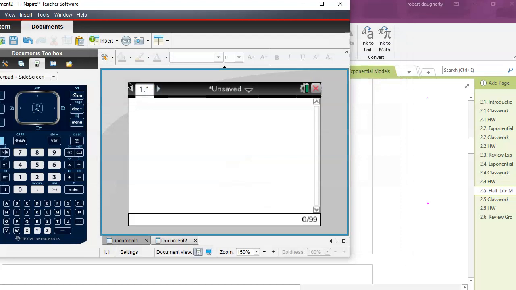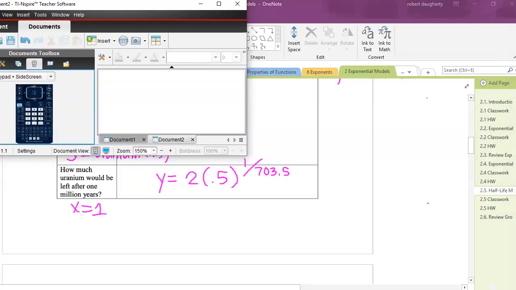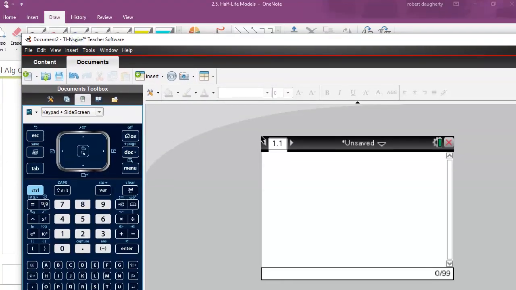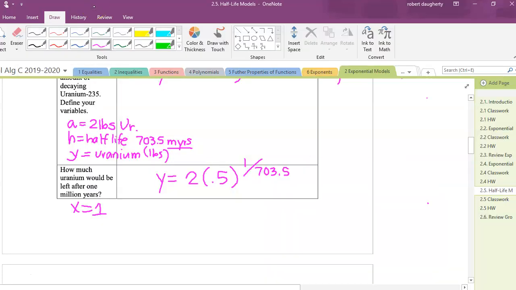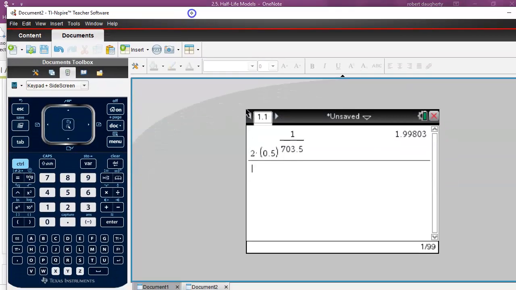So I've got, let me move this over. Maybe if I move this guy over. So I've got 0.5, let me back up. So it was 2 times, parentheses, 0.5 raised to the 1 divided by 703.5, 1.99803. So if I go back to my, so what was that number? 1.99803. Let me move this up just a little bit.